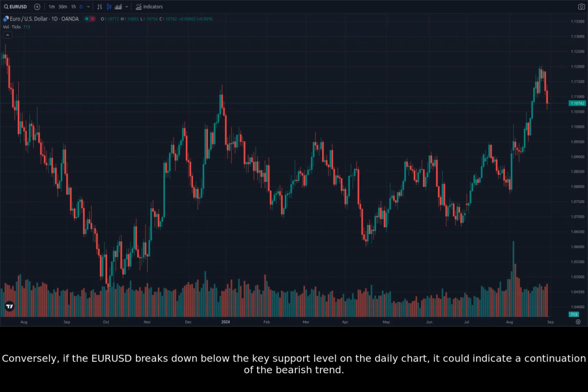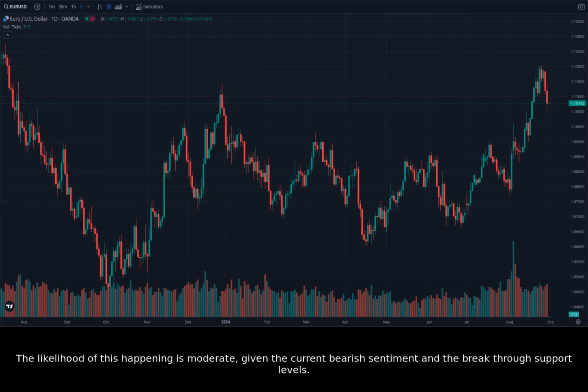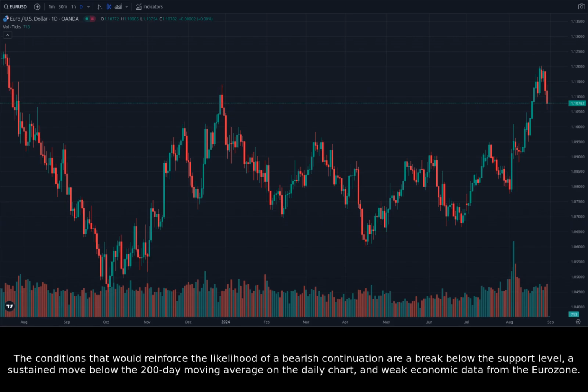Conversely, if the EURUSD breaks down below the key support level on the daily chart, it could indicate a continuation of the bearish trend. The likelihood of this happening is moderate, given the current bearish sentiment and the breakthrough support levels. The conditions that would reinforce the likelihood of a bearish continuation are a break below the support level, a sustained move below the 200-day moving average on the daily chart, and weak economic data from the Eurozone.